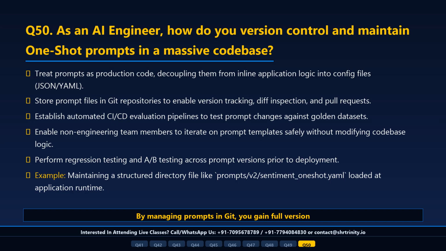The crucial step in this pipeline is automated CI/CD testing. Whenever a prompt file is updated, a continuous integration pipeline triggers an evaluation suite that tests the updated one-shot prompt against a golden test dataset. If the evaluation metrics, like accuracy or schema validation, pass the required threshold, the prompt is approved for deployment. By applying strict software engineering principles, decoupling, versioning, and automated CI/CD testing, you ensure that your AI system remains stable, measurable, and maintainable as your system grows.